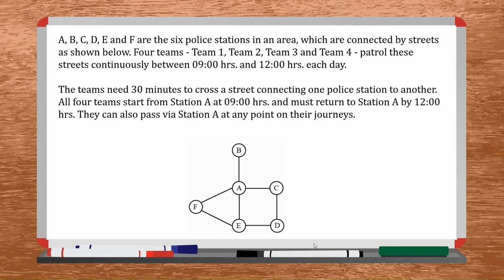So we have 6 stations marked with letters A to F and 4 teams, 1 to 4, which will be patrolling the streets connecting these stations between 9 and 12 every day. Also, we know that to cross each street, it takes a team 30 minutes, and all the teams must start from station A and reach station A towards the end of the time, that is at 12.